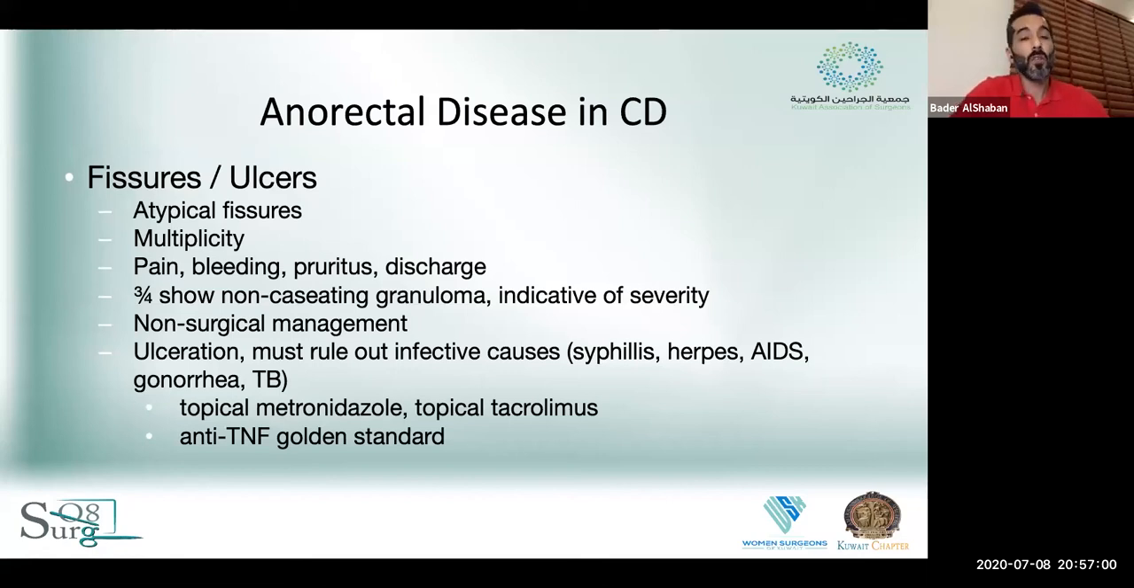A lot of them show non-caseating granulomas when you take a biopsy, and that in itself is indicative of severity, because that shows that the perianal disease is in itself part of the Crohn's entity. Non-surgical management is as far as you want to take it with these patients, because healing will be very poor. Patients that present with ulcers must have other causes ruled out, such as infection by syphilis, HIV, herpes, TB. Topical Flagyl or topical tacrolimus sometimes have been used with limited success. But I think that the most successful out of all these medications so far have been the biologics.